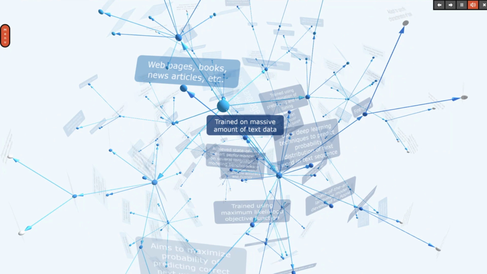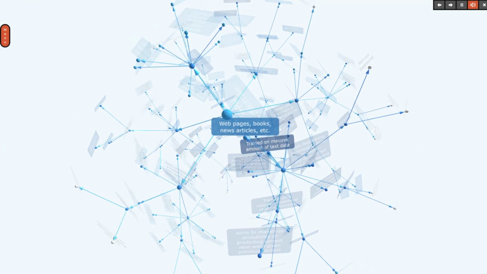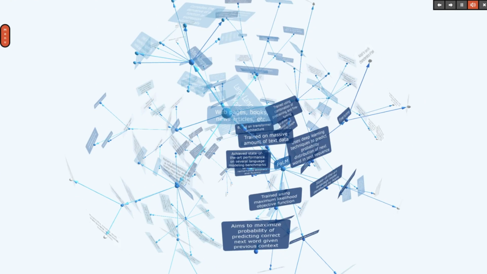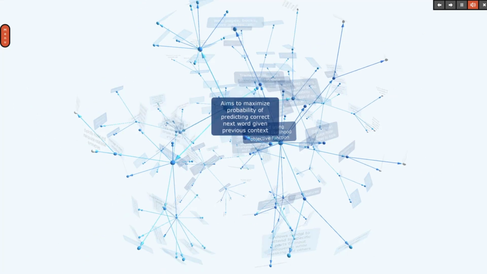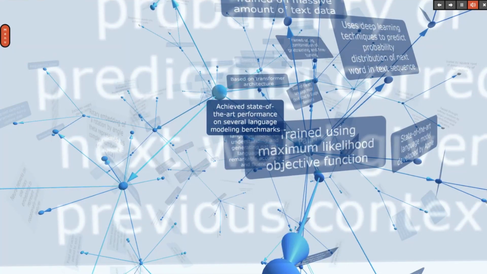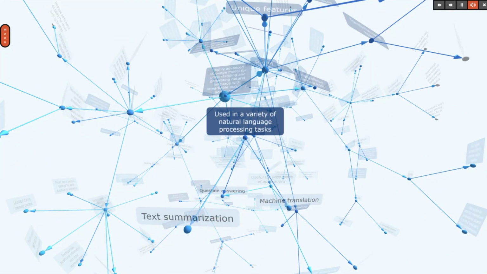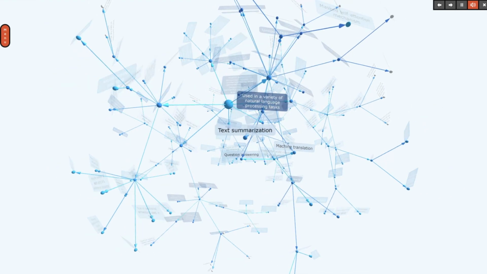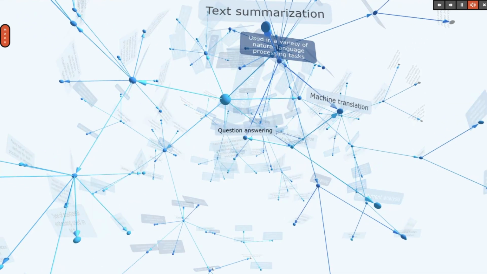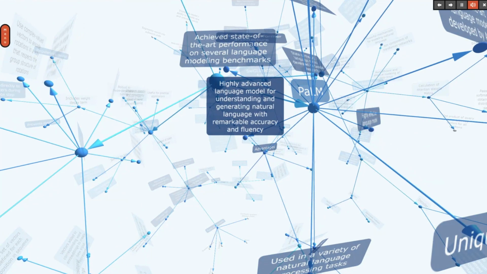Trained on massive amount of text data. Web pages, books, news articles, etc. Trained using maximum likelihood objective function. Aims to maximize probability of predicting correct next word given previous context. Achieved state-of-the-art performance on several language modeling benchmarks. Used in a variety of natural language processing tasks. Machine translation. Text summarization. Question answering. Highly advanced language model for understanding and generating natural language with remarkable accuracy and fluency.